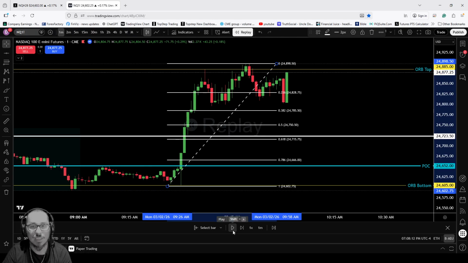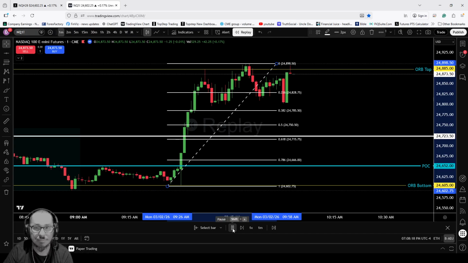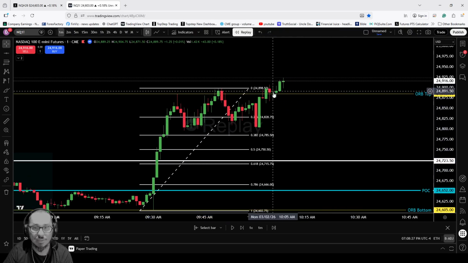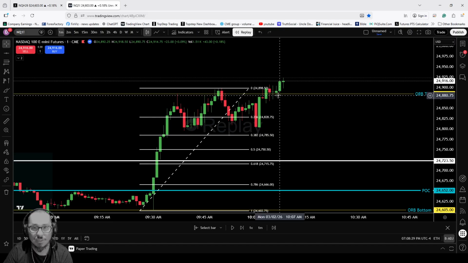Boom. See that? That's massive. They're throwing off both directions. They're breaking out. All right, so there's your breakout and your retests of the ORB bottom, right?